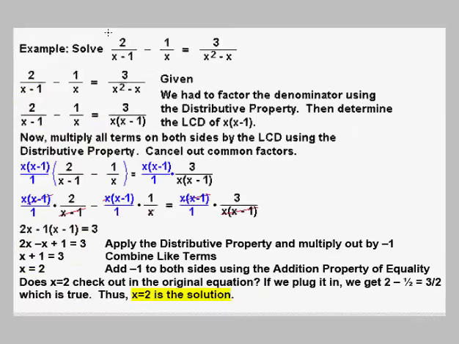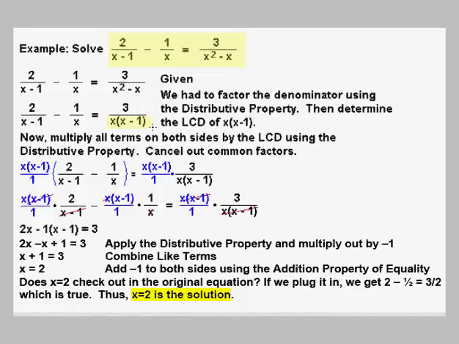Now we're going to solve an equation that has algebraic fractions, or what are sometimes called rational expressions. Our equation is 2 over x minus 1 minus 1 over x equals 3 over x squared minus x. Now what we have to do here is clear out these fractions, and in order to do that we have to figure out what's the least common denominator. Well, before we can even do that, we have to factor all the denominators. The denominator on the right, x squared minus x, factors as x times x minus 1. We factor the x out.